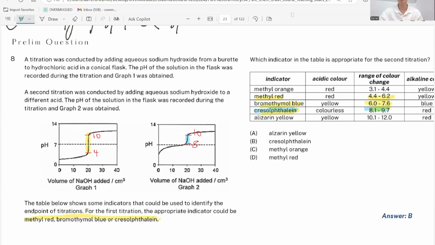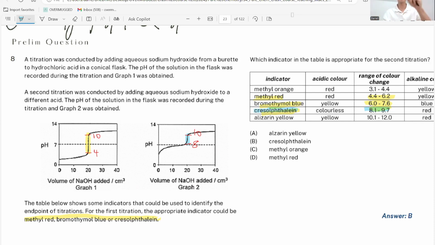So what's your answer? Cresophytolin. All right, I know you all cannot pronounce it, but its answer is B. That's all. Do you need to memorize the color changes? No. Do you need to memorize when the color changes? No as well. This information will be provided in the question. What you're required to know is selecting the correct indicator.